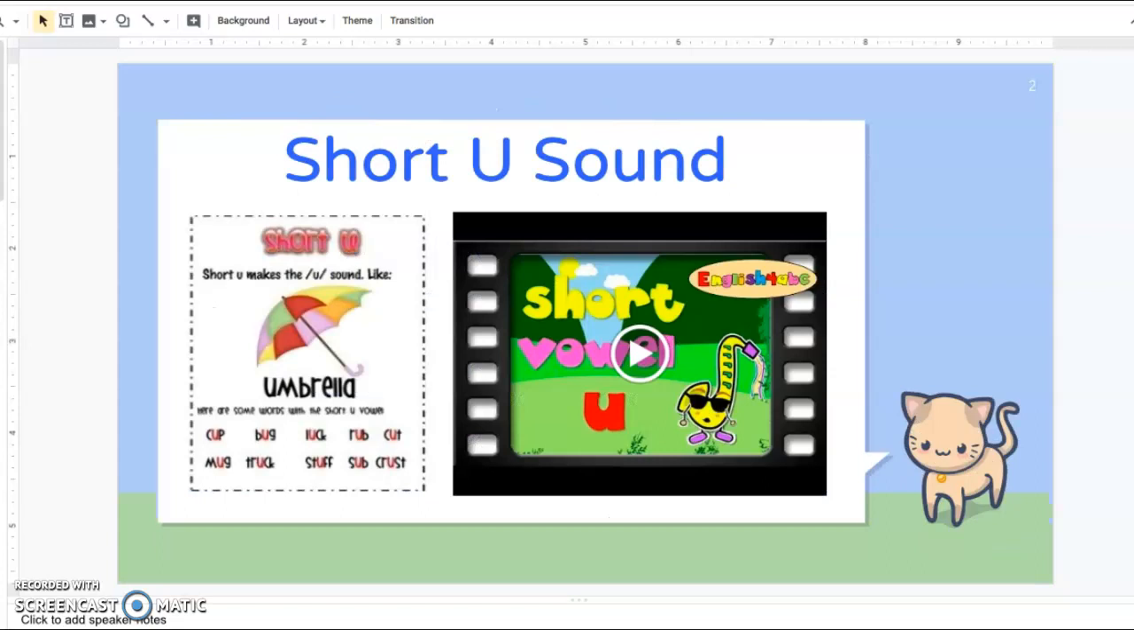Short U makes the sound, like umbrella. So we're going to watch a quick video on different words that have the short U sound.